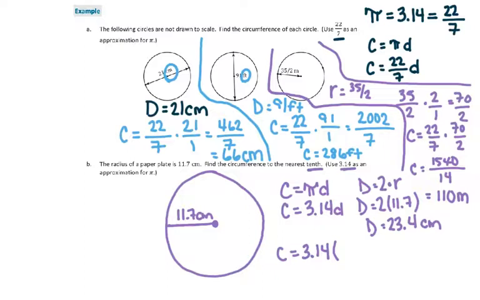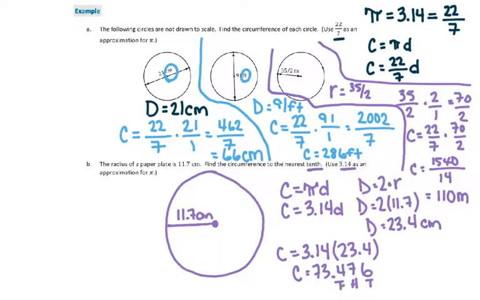So we're going to multiply 3.14 by 23.4 centimeters. And when we do that, we find that the circumference of our circle is 73.476. But remember, they asked us to round to the nearest tenth. So remember, this is our tenths place. This is our hundredths place. This is our, no, I'm sorry, that's not right. Yeah, that's right. This is our thousandths place.